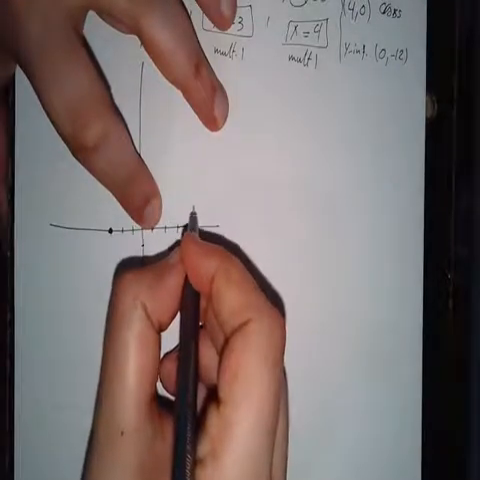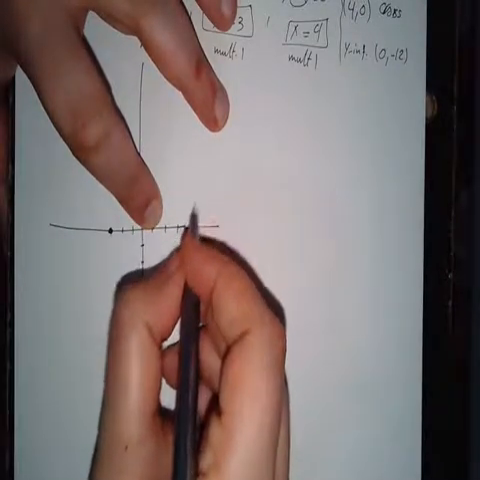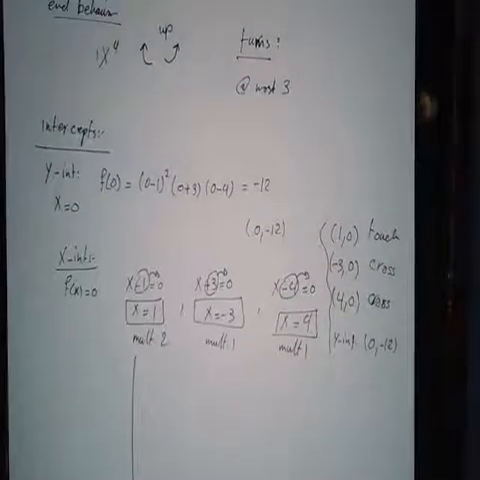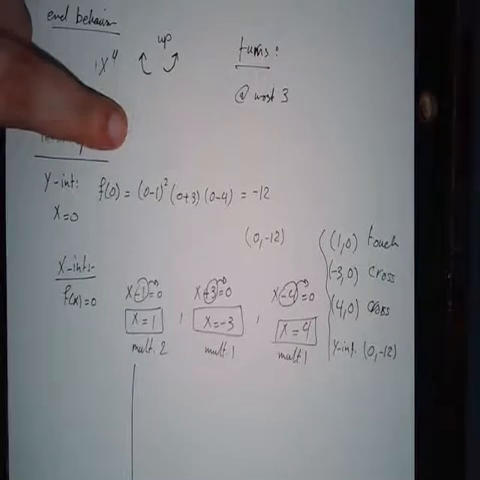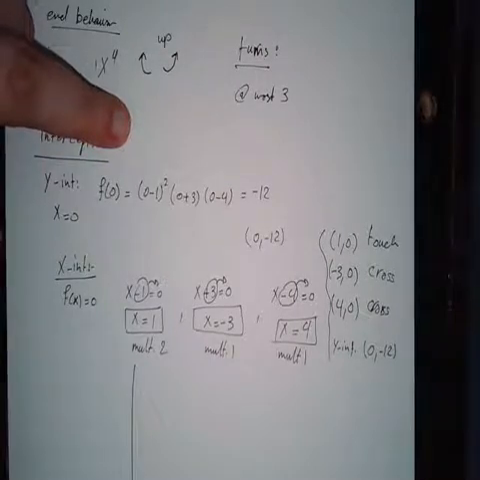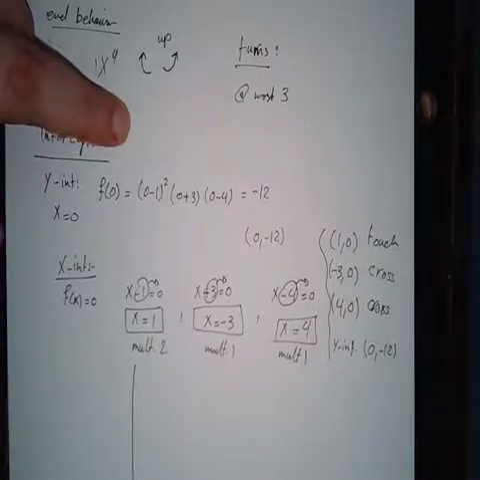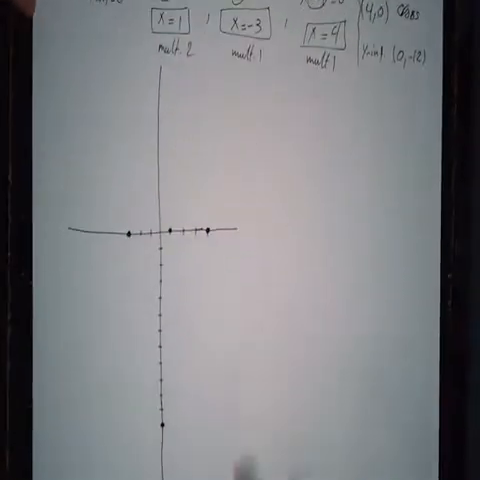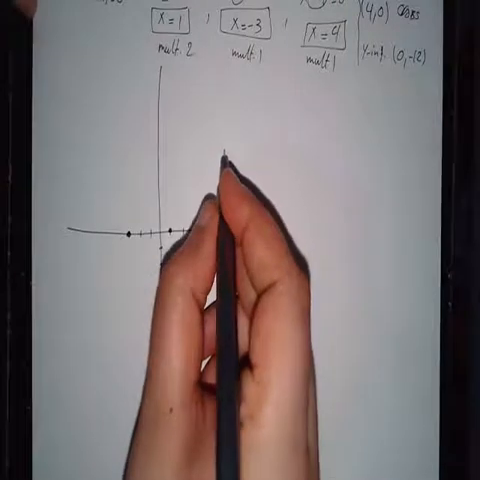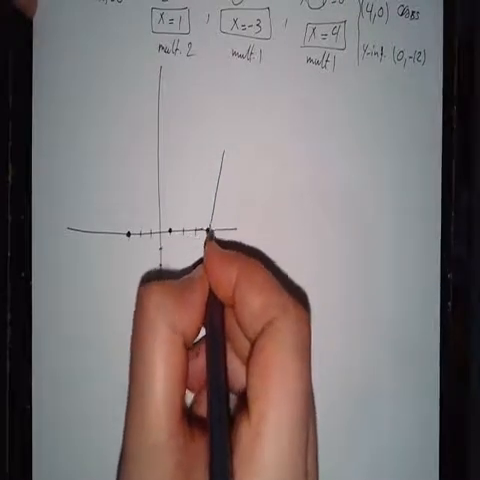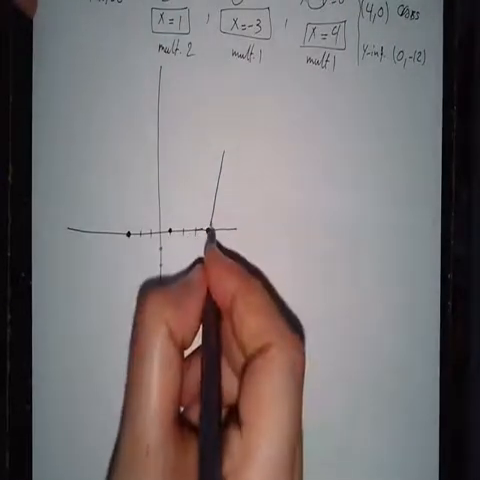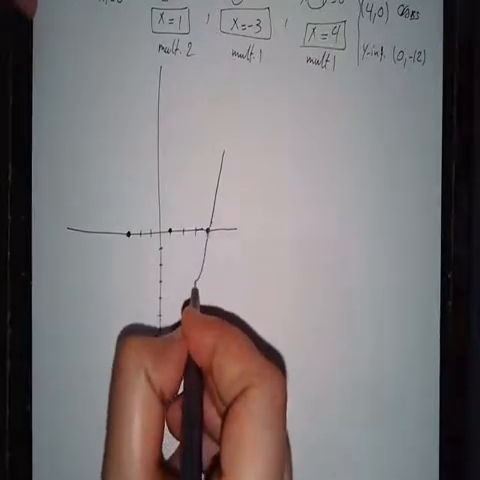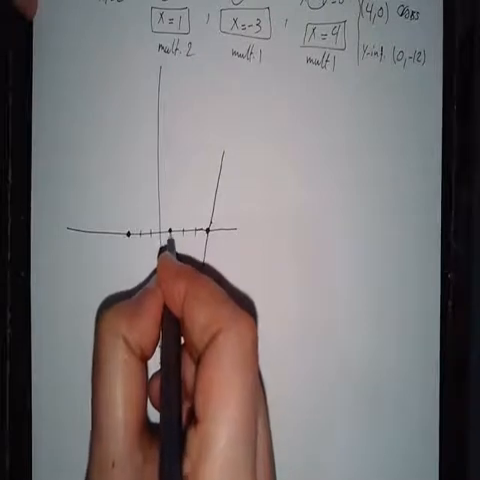So we go from here and we start from the top. Why do I start from the top? Because it's an even function and it's pointing up, right? It's positive. So go from here. Yeah, it's going to cross and then curve back to go to the second one.